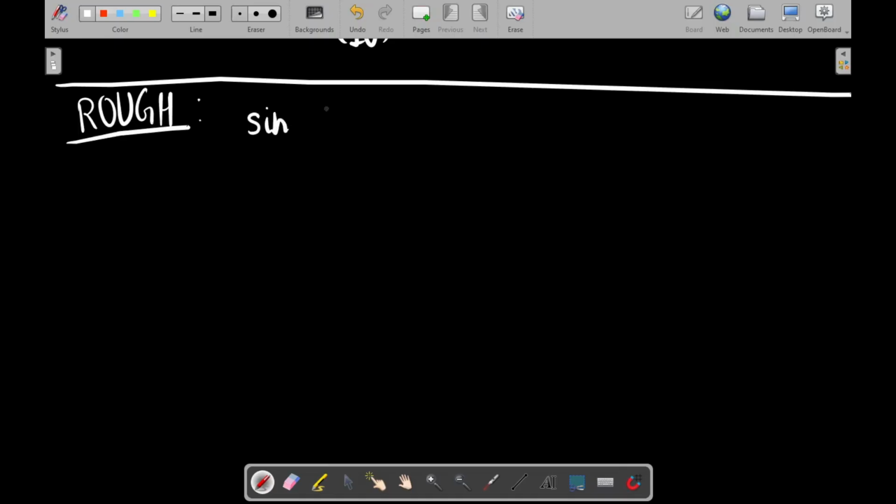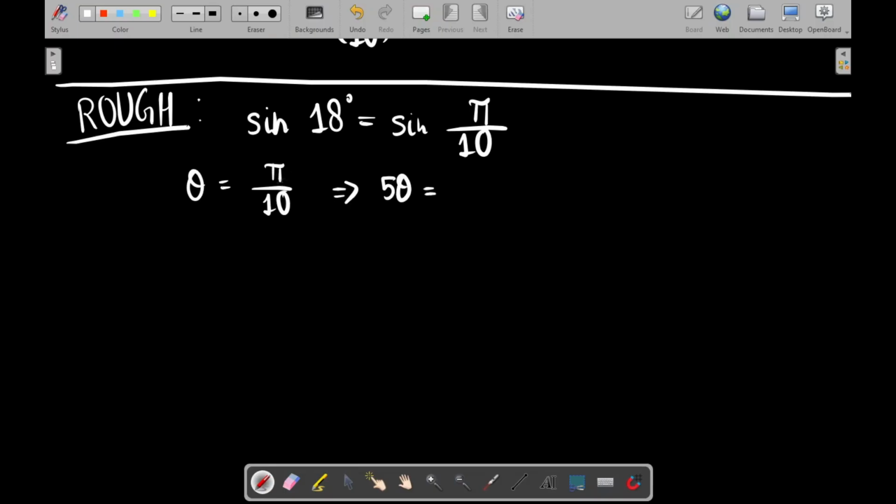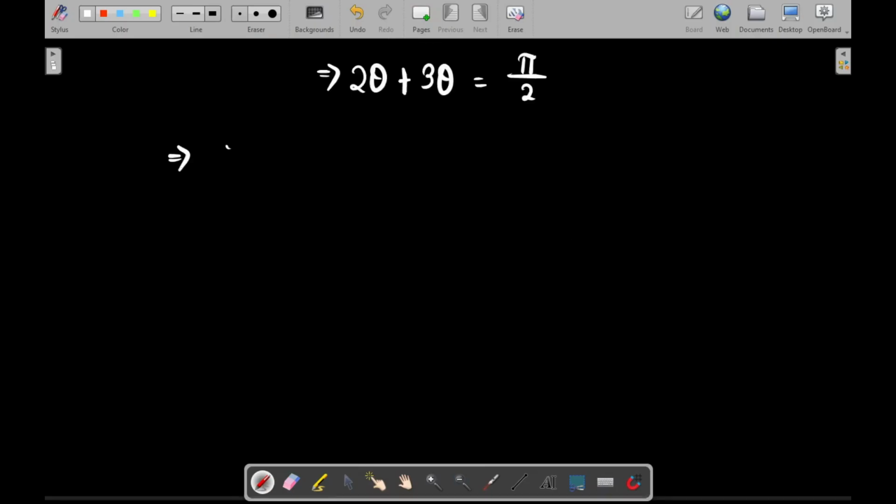We have to find the value of sine 18 degree, equal to sine pi upon 10, right? If I take theta equal to pi upon 10, 18 degree, this implies that 5 theta will be pi upon 2, that is 90 degree. Now this can be further simplified as 2 theta plus 3 theta is equal to pi upon 2. On changing sides, this gives us 2 theta is equal to pi upon 2 minus 3 theta.